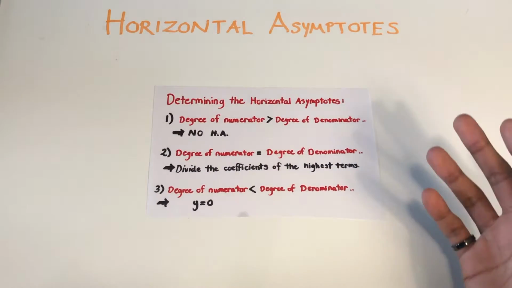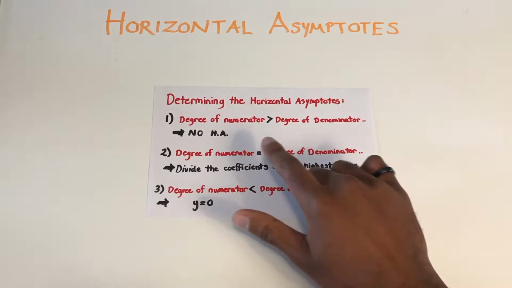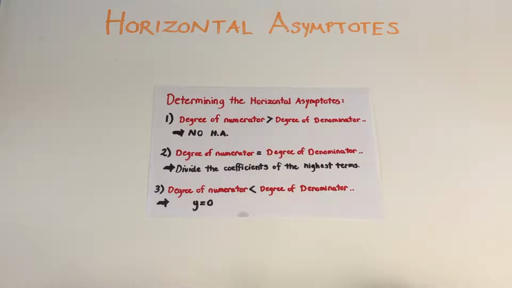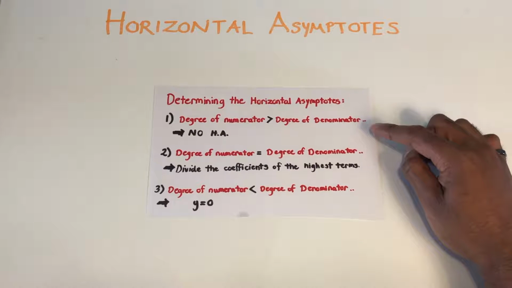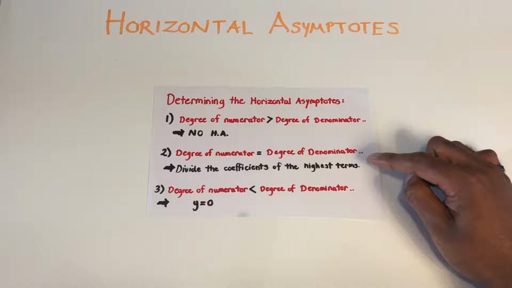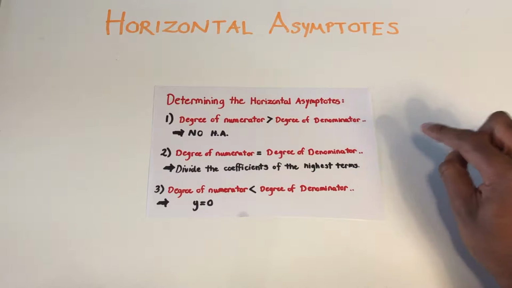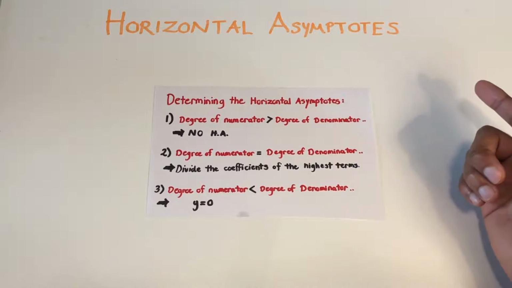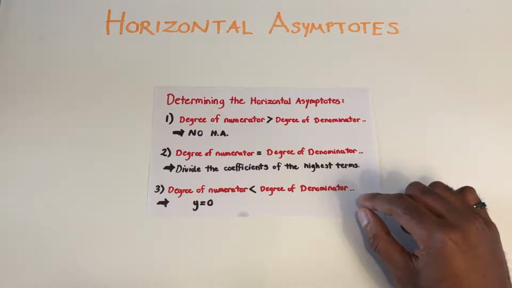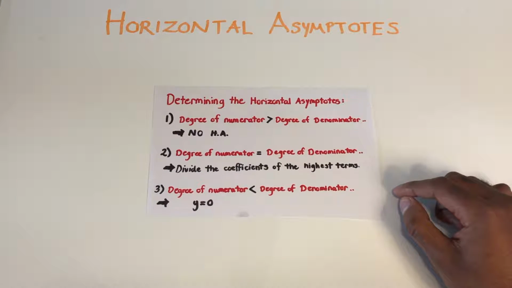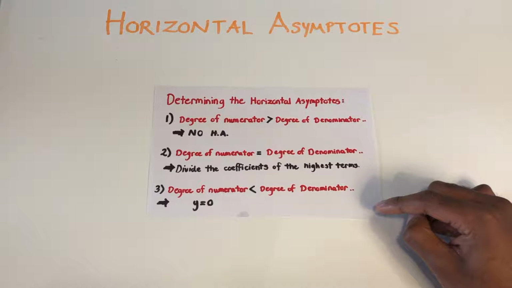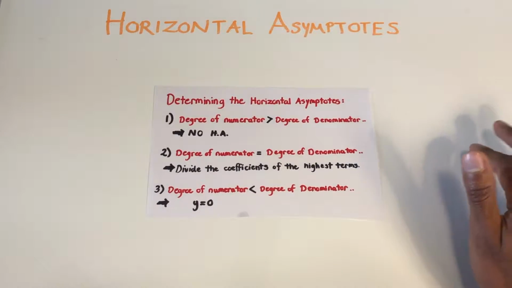Now, like I said before, the problems are going to come as rational functions. If the degree of the numerator is greater than the degree of the denominator, then we do not have a horizontal asymptote. If the degree of the numerator is equal to the degree of the denominator, then you look at the coefficients of the leading terms and divide the coefficients of the highest terms. If the degree of the numerator is less than the degree of the denominator, then you do have a horizontal asymptote, which occurs at y equals 0, which is basically the x-axis.